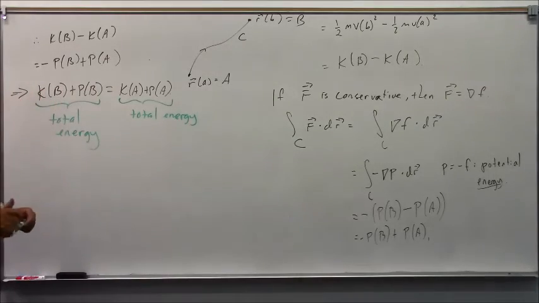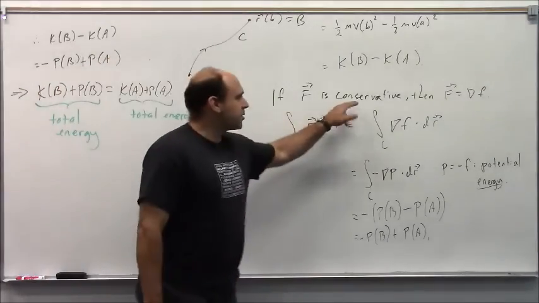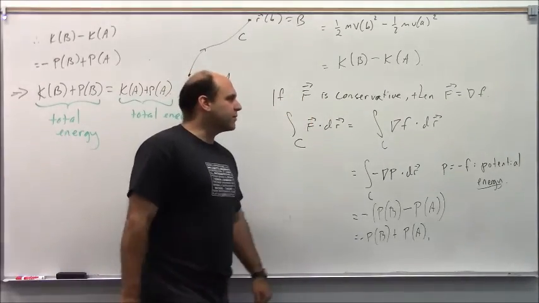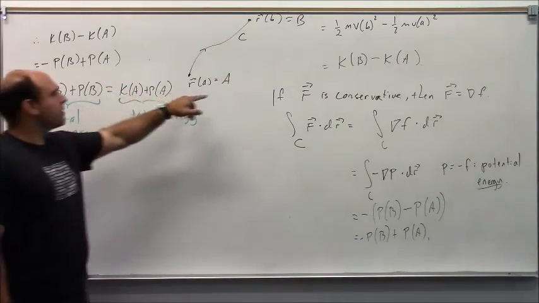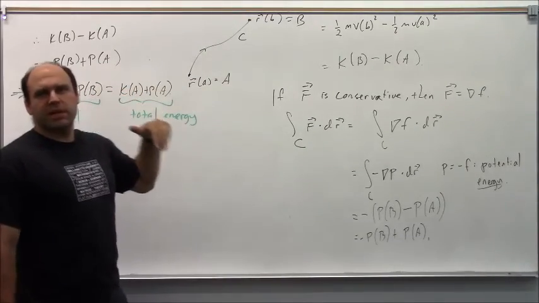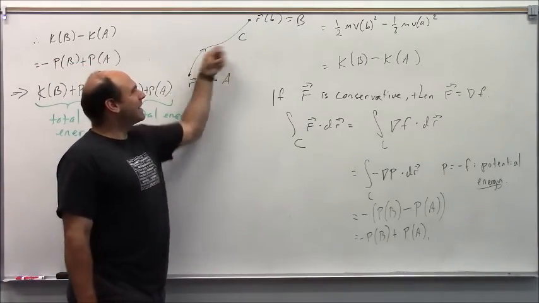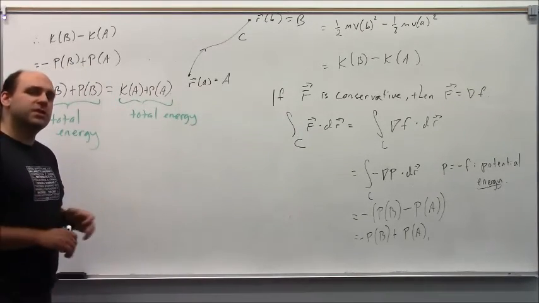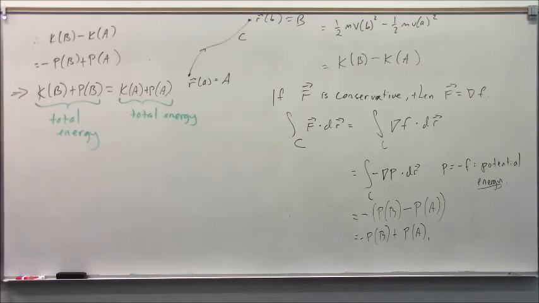So that's why we call these conservative vector fields. If f is a conservative vector field, if my force is given by a conservative vector field, then when I look at the work done by that force, I have the same total energy at the beginning as I have at the end. Whatever I gain in kinetic energy, I lose in potential energy, and vice versa. So the total energy in the system remains the same. And that's why we use this terminology.